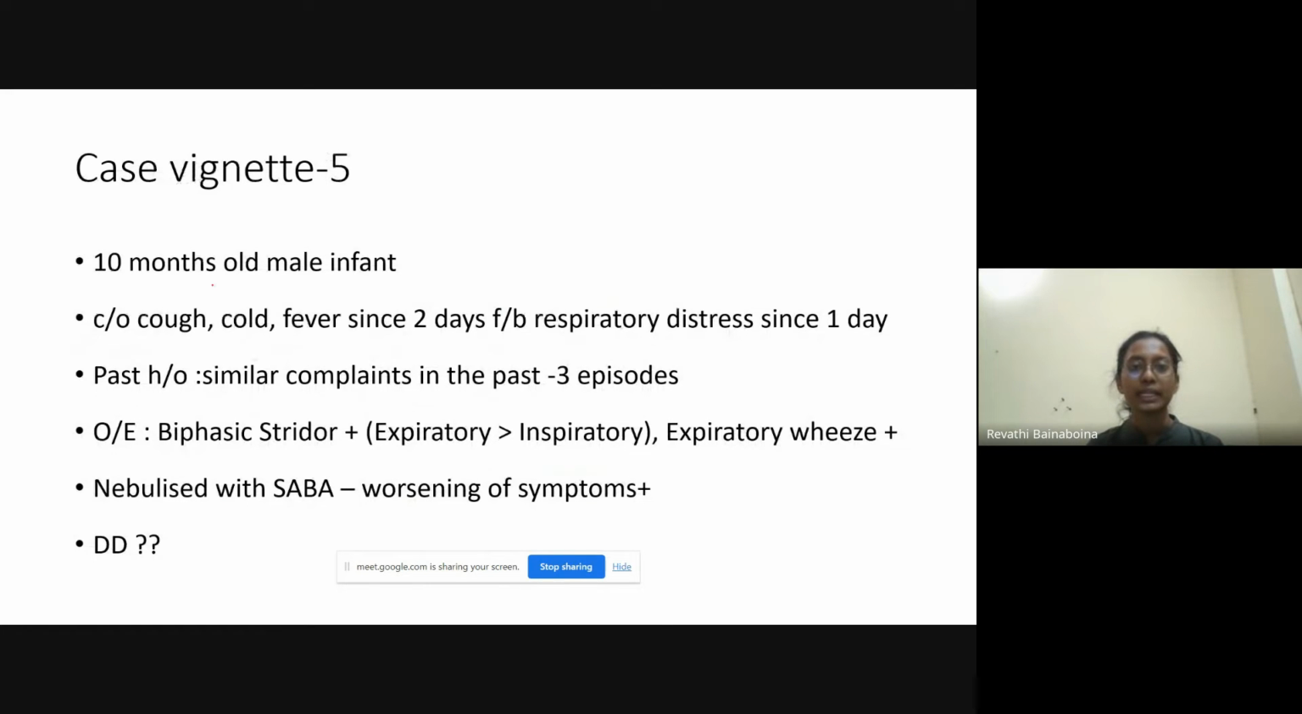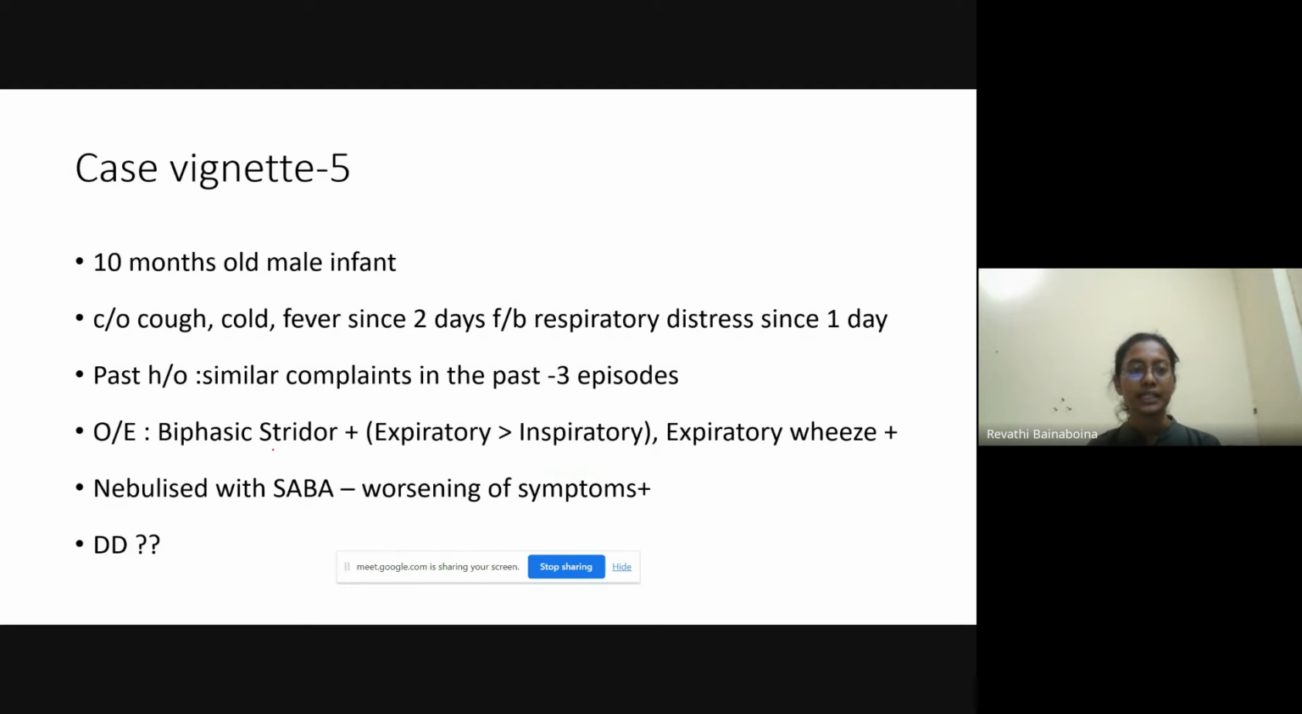A 10 months old male infant presented with complaints of cough, cold, and fever since 2 days, followed by respiratory distress since 1 day. There are similar complaints in the past. There are three episodes till now. On examination, biphasic stridor, predominantly expiratory, with expiratory wheeze is observed.